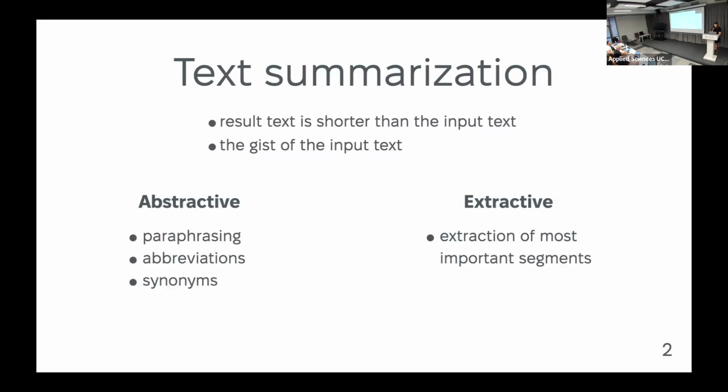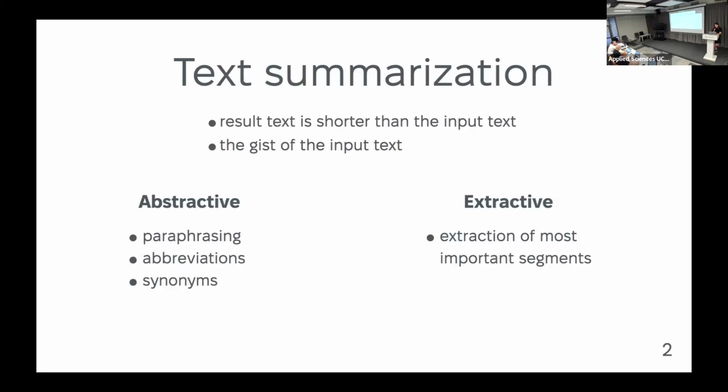To start, the task of text summarization is quite intuitive. It is aimed at achieving shorter text which contains the gist of the input text. However, in natural language processing, there exist two types of text summarization: abstractive and extractive. And they are easy to understand in contrast.